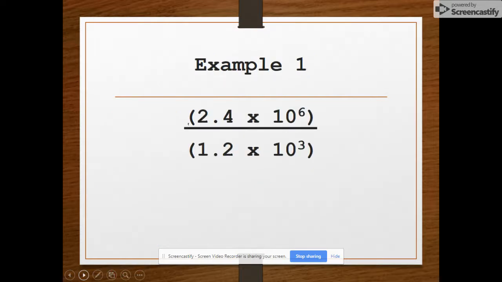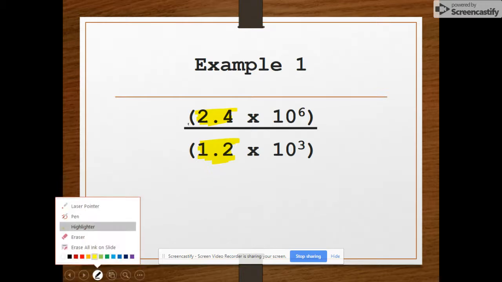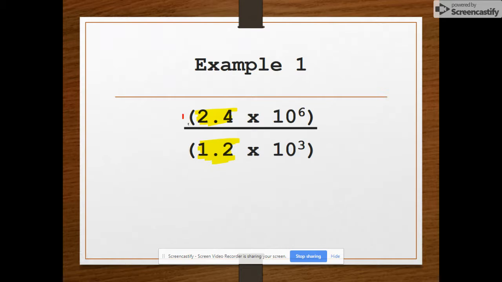Now let's move on to division. When we divide numbers in scientific notation, we again start by looking at our coefficients. In this problem, my coefficients are 2.4 and 1.2. Just like with multiplication, we're going to go ahead and do the operation at hand. So I am going to divide my coefficients. When I divide 2.4 by 1.2, I'm going to get 2, as 1.2 and another 1.2 will give me 2.4.